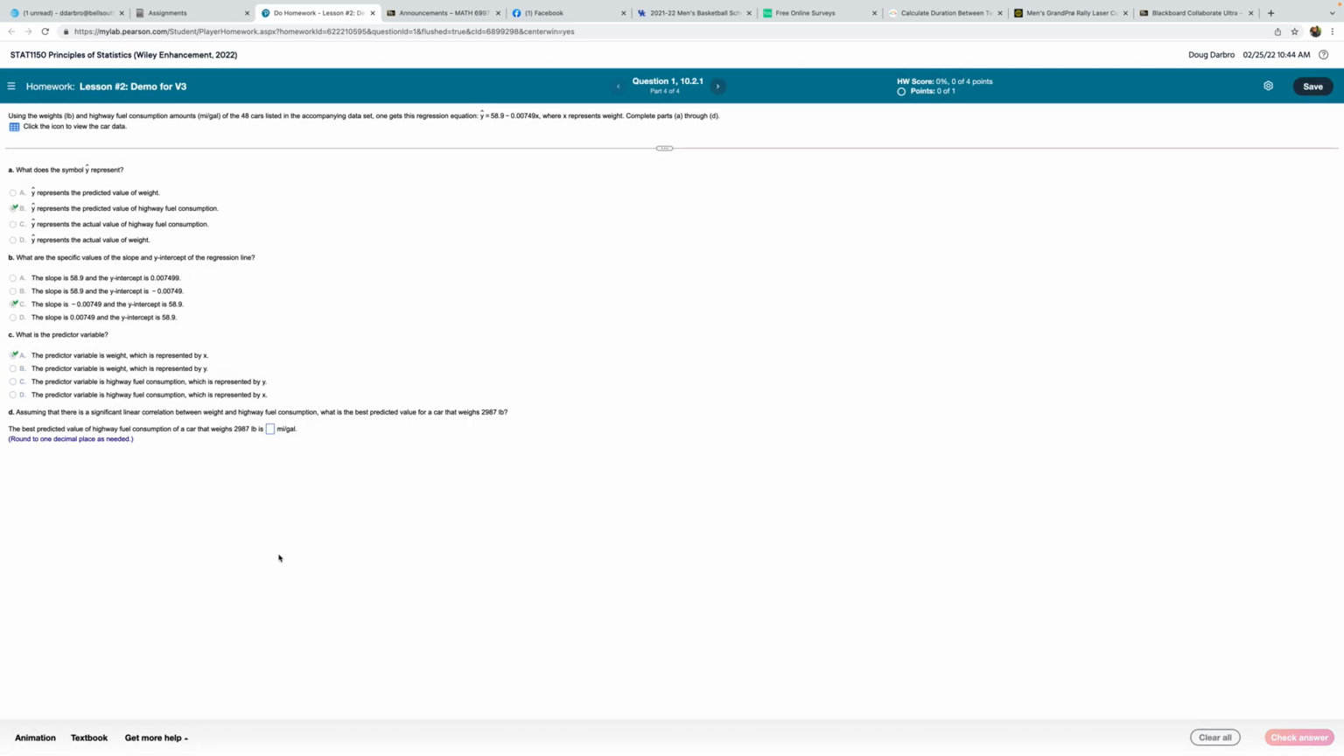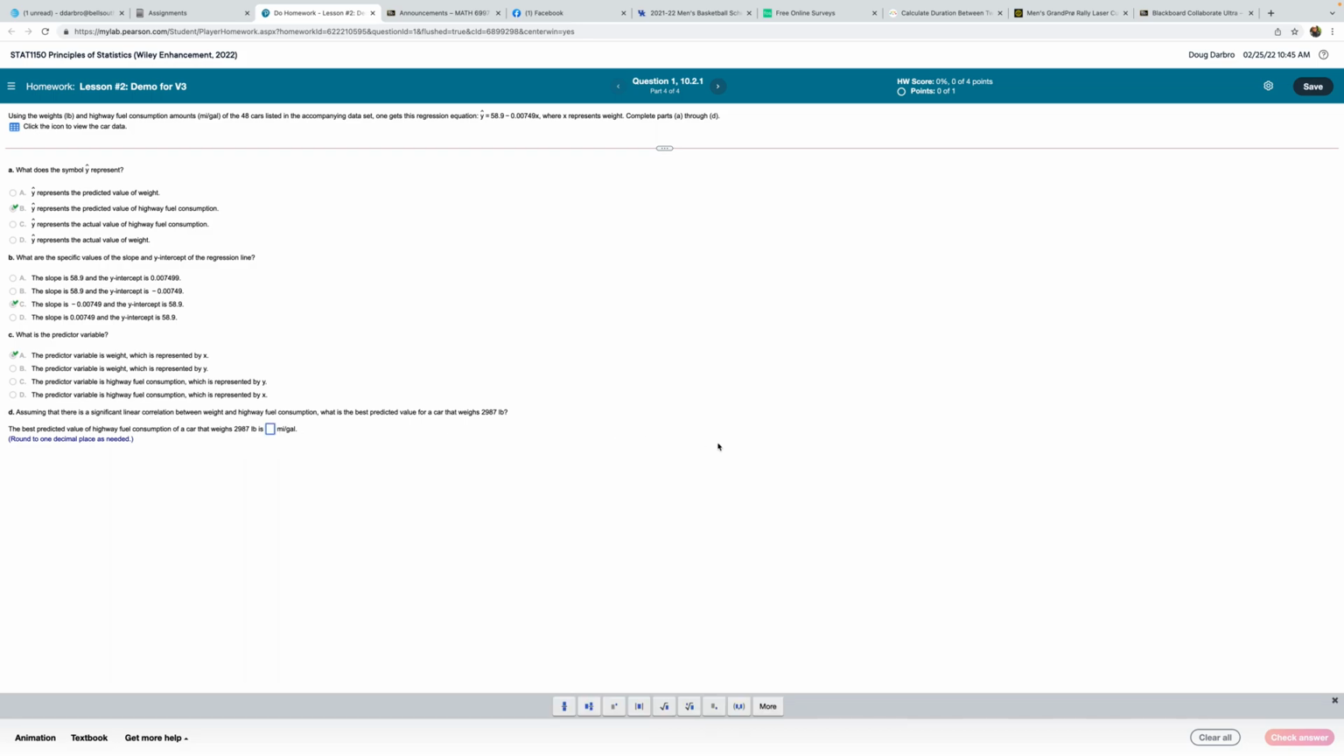And assuming that there is a significant linear correlation between weight and highway fuel consumption, what is the best predicted value? Well, I'm just going to grab my calculator here, and I'm going to plug in. So I'm going to take 58.9 minus, and I'm going to put this in parentheses 0.00749, and I'm going to multiply that by the 2987. So I get 36.52. It says round to one decimal place, so 36.5 looks like it should be the correct answer.